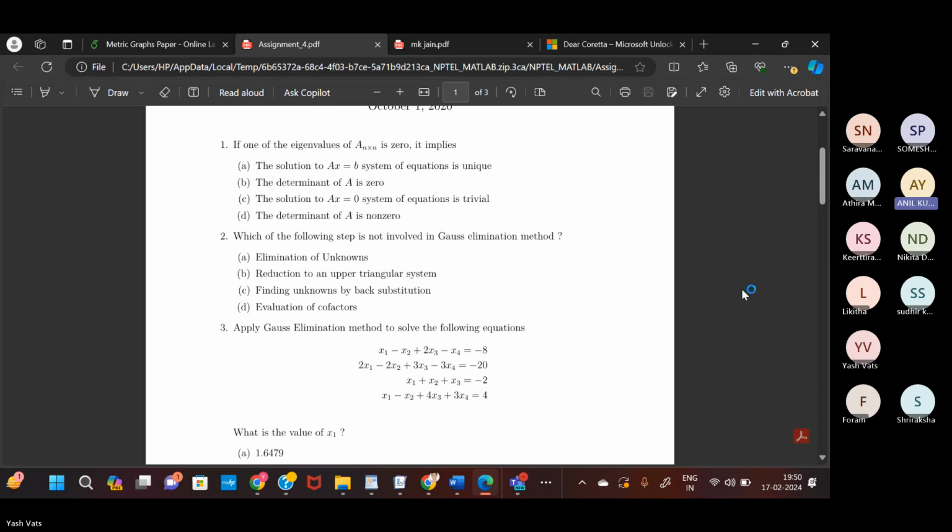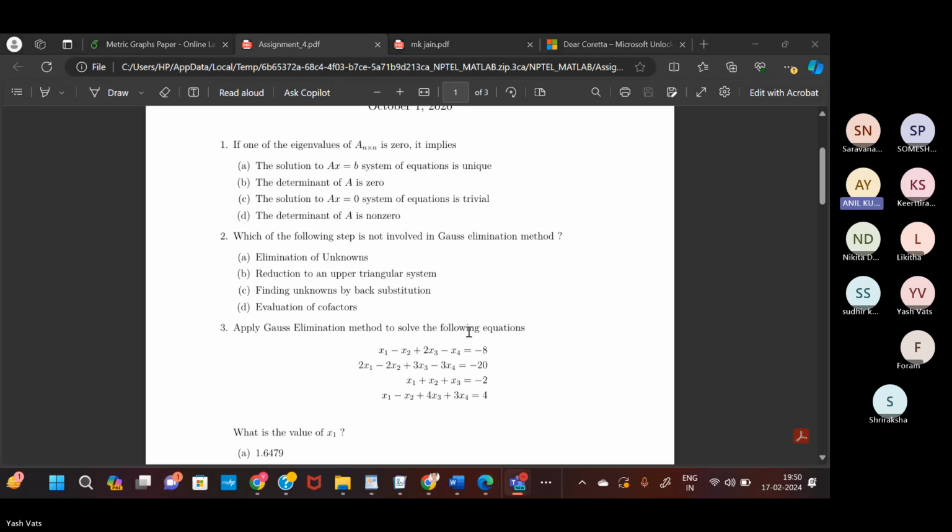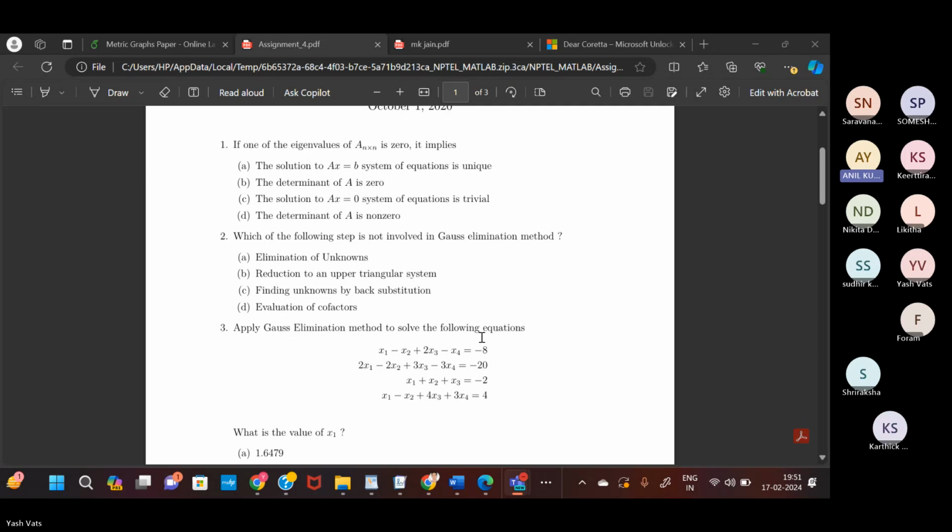Sir, I think option B is correct. Why? Sir, because sir has told that by the determinant and eigenvalues property, the determinant is the product of eigenvalues, and here one eigenvalue is 0. So the determinant is also 0. Yes. And what about the first option? Why is it not true? Sir, I don't know why it is not true.